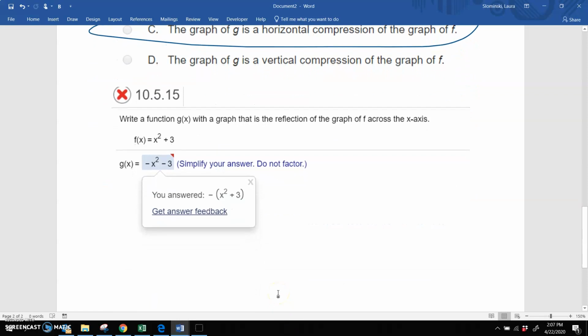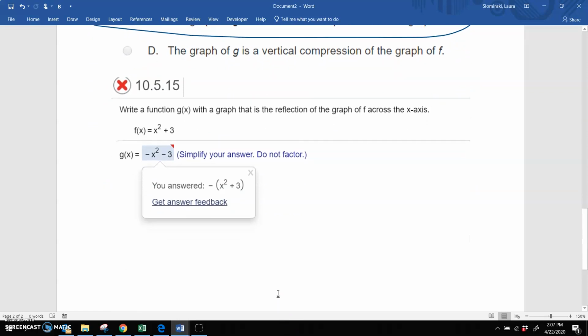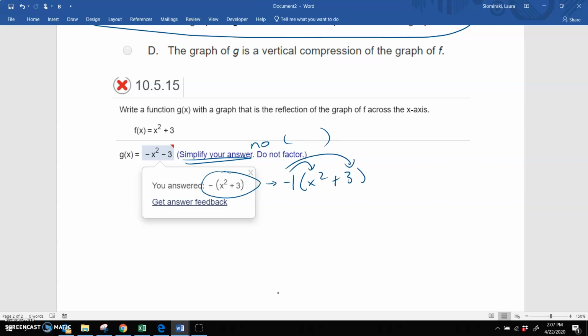And last but not least, this last one you actually had the right idea. Graph that is a reflection of f across the x-axis. You had this answer, which is actually okay, except it says simplify your answer, which means no parentheses. So this is the same as -1 times x squared plus 3, which means you needed to distribute the -1. So your final answer should have been -x squared minus 3. This would have been the answer you had to type in, and you can see that's what they had. So you had the right idea, you just didn't simplify it.